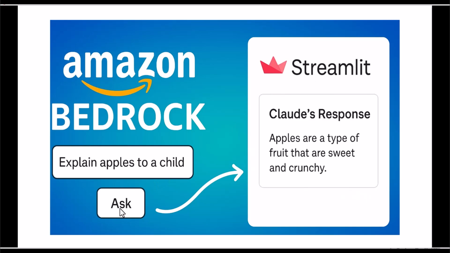So in this case, I can ask Amazon Bedrock a question. I can say, explain apples to a child. I'm going to be typing the question on the front end, and I am clicking a button, say Ask, and then it's going to give me a response. That is what I'm going to be showing you right here. Let us build a basic AI chatbot using Bedrock and Streamlit.